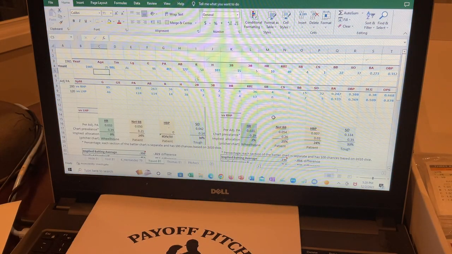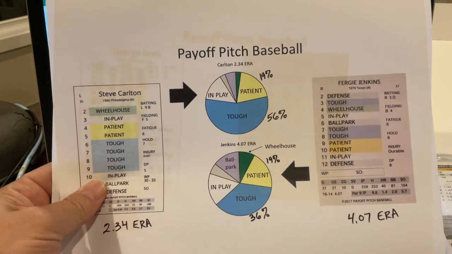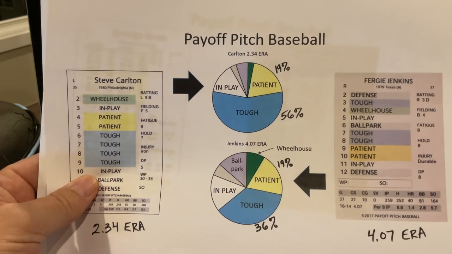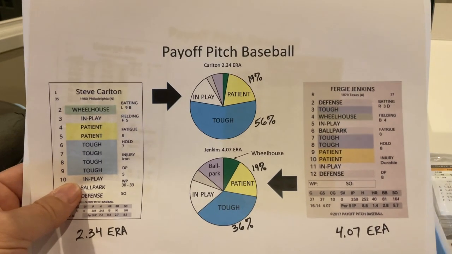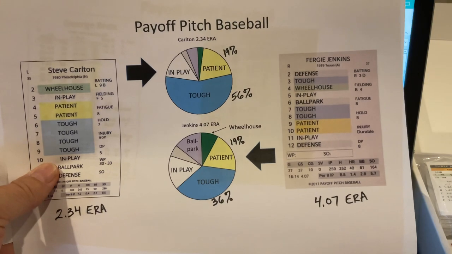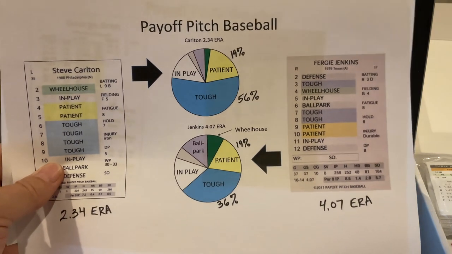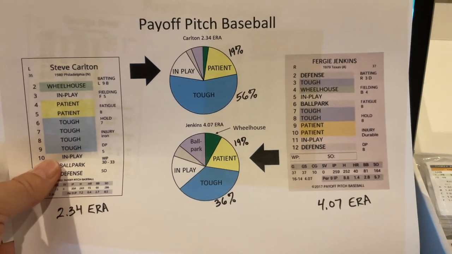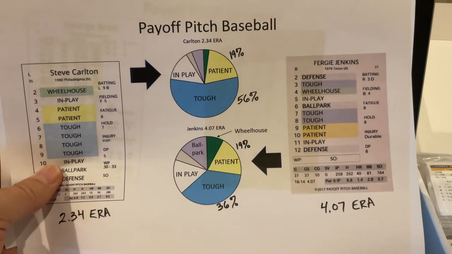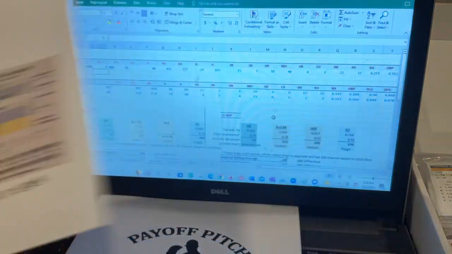I'll give you an example of the relative accuracy. So this is Steve Carlton again on the left. His breakout of his chart is on the top. He had a 2.34 ERA, and you can see that the tough results are 56% of the outcomes. Whereas you have Fergie Jenkins late in his career, 4.07 ERA. He actually had only 36% of his chances were tough, and the wheelhouse was a sizable amount. And then if you take into account the ballpark, where approximately half of those are wheelhouse, you can see why he would produce a worse outcome than Steve Carlton.